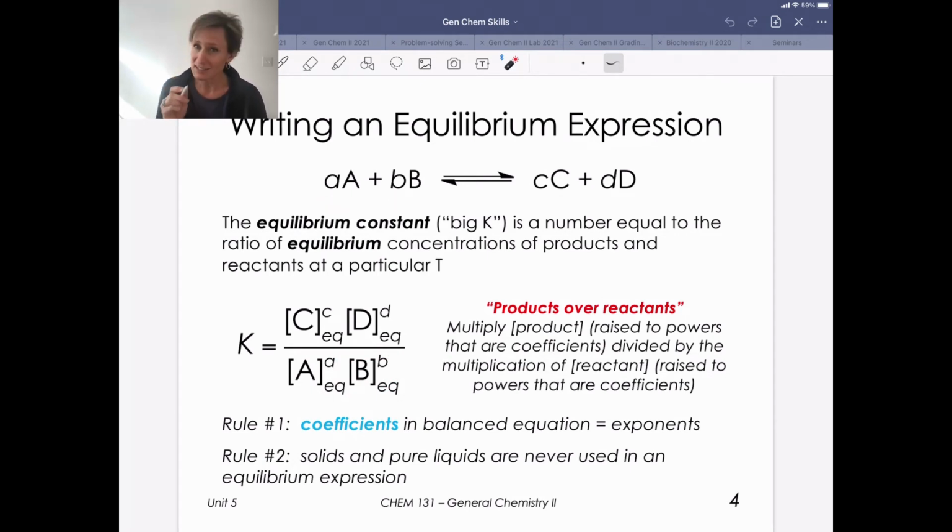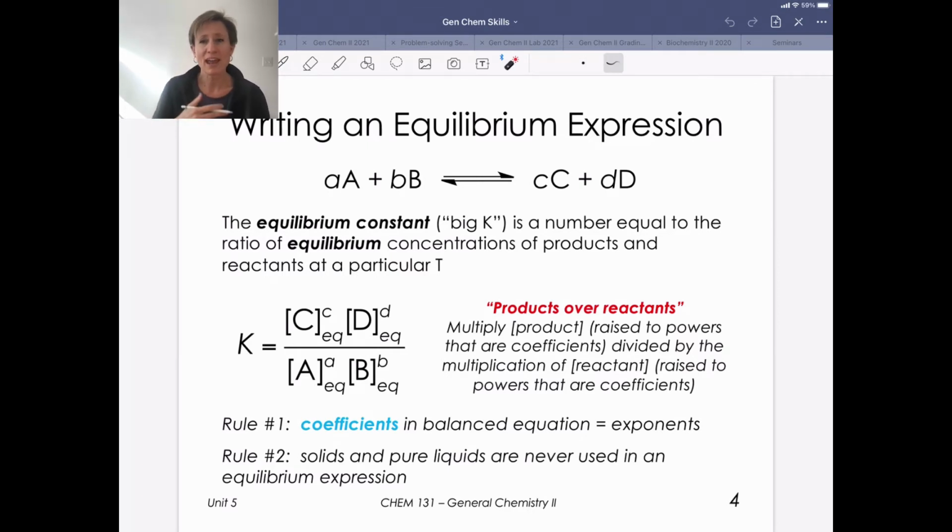So notice how that's different from when we wrote a rate expression, right? We still used coefficients, but they were fractions. So one of the skills that's really important to understand here is how we write these different pieces, okay? So this is an equilibrium expression. You'll note here that we're going to be using equilibrium concentrations. This will come into play as we get to the very end of this video.